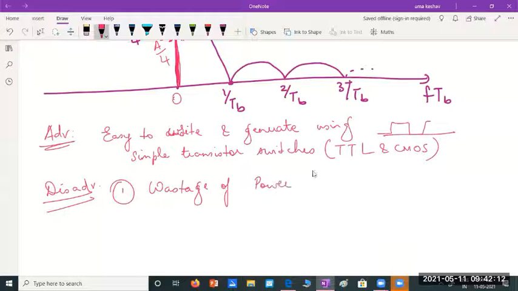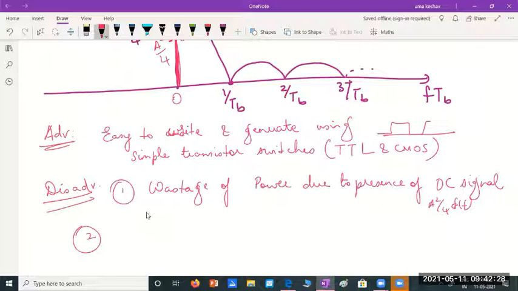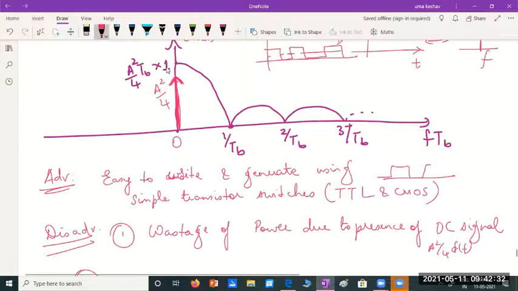Disadvantages: I think the first one is there is wastage of power due to the presence of DC signal. This A square by 4 delta of f is the DC signal. And what else will happen? As usual, we want the power level near 0 to be almost 0. We want this power level to get shifted. But here also at 0, it is maximum.